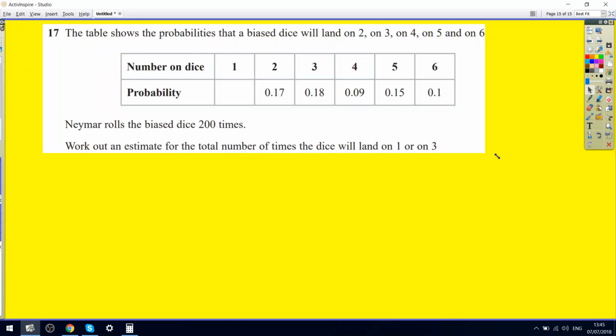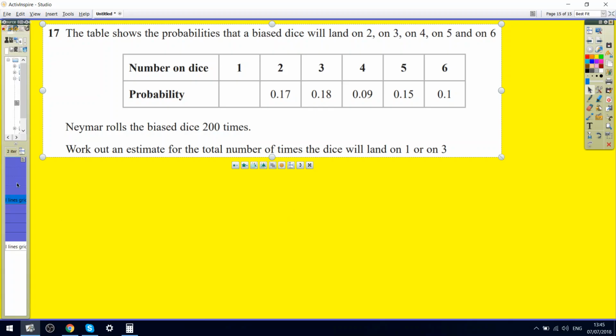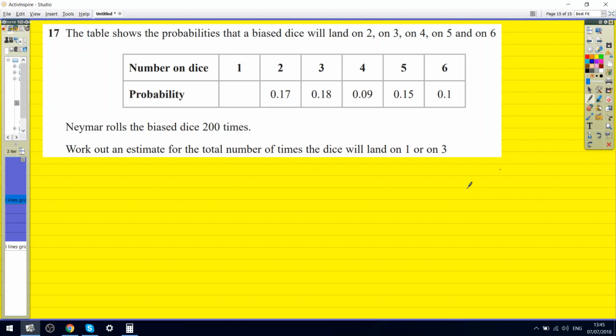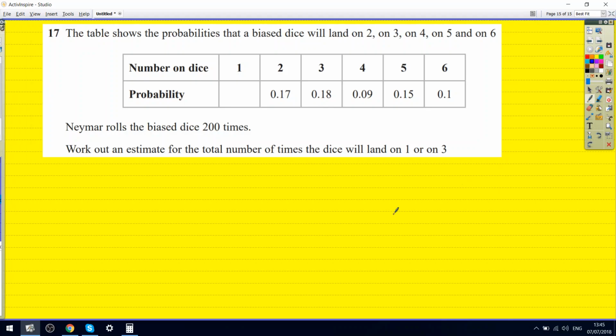No, thank you. Okay. The biased dice is rolled 200 times. Work out an estimate for the number of times the dice will land on 1 or on 3. Yeah, I really don't know how to start this question. What did we say about probabilities? They have to add up to 1. Yeah. Could we use that to find the first one? Yeah. How? We could add 2, 3, 4, 5 and 6 and then minus that. Those aren't the probabilities.